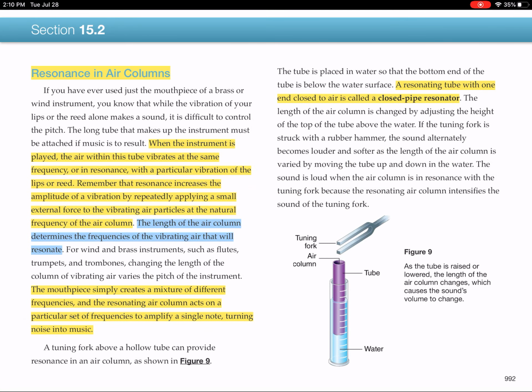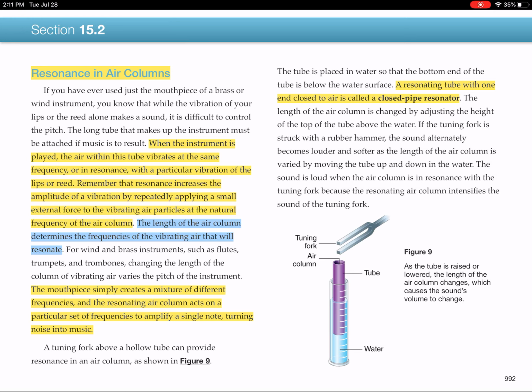Now, what we're going to find is that when we take a look at this, we have resonance in air columns. So what occurs is when the instrument is played, and in this particular case, they're talking about a mouthpiece over a brass or wind instrument, like the trumpet that we saw on the front page. When the instrument is played, the air within the tube vibrates at the same frequency, or in resonance, with the particular vibration of the lips or reeds. Now what happens is you get all of the different frequencies, and the tube will select which one it resonates with. Because once it resonates, you get this huge wave which gets generated, which becomes extremely loud.